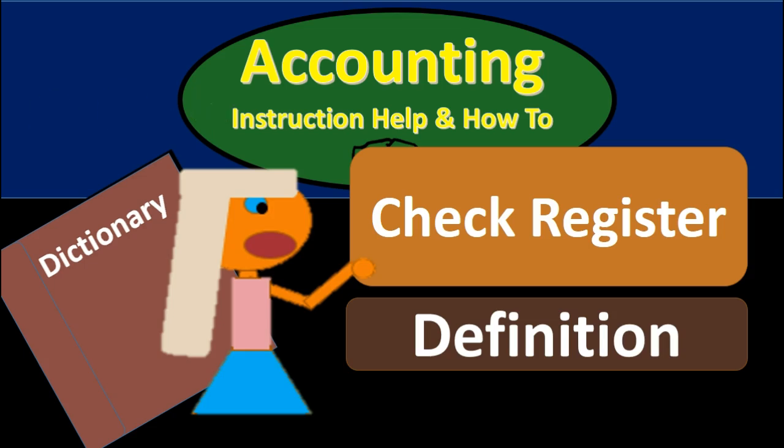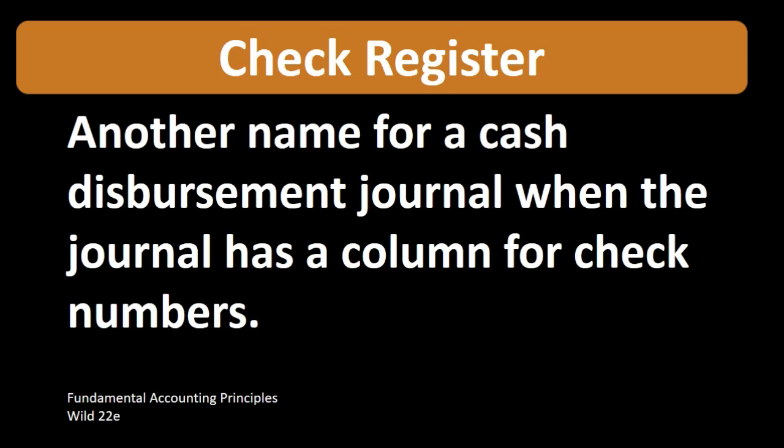Hello, in this lecture we will define check register. According to Fundamental Accounting Principles, WOW 22nd edition, the definition of check register is another name for a cash disbursement journal when the journal has a column for check numbers. So we're talking about those cash disbursements that we will then record in the check register.